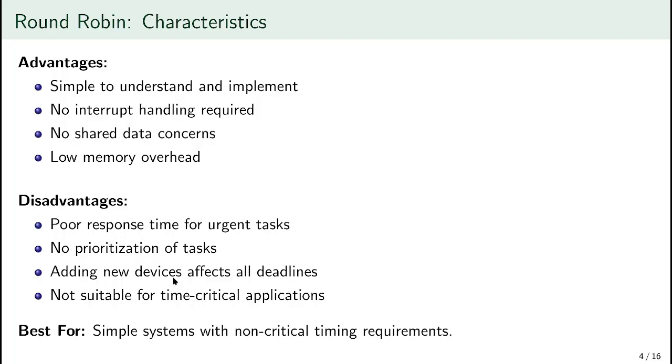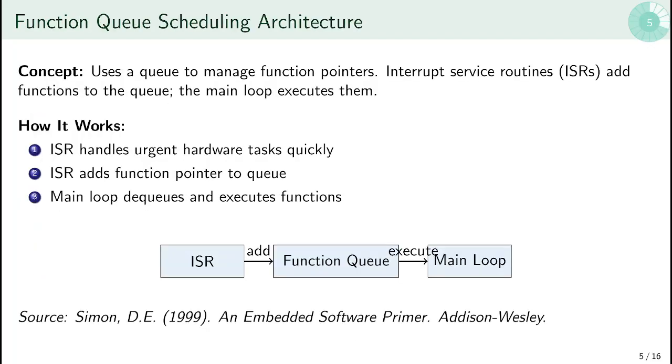Function queue scheduling improves round robin. Hardware events trigger an interrupt which quickly adds a function to a queue. The main loop then executes those functions. This keeps interrupts fast and heavy processing happens safely in the main loop. It's better than round robin, but still not perfect for critical deadlines.